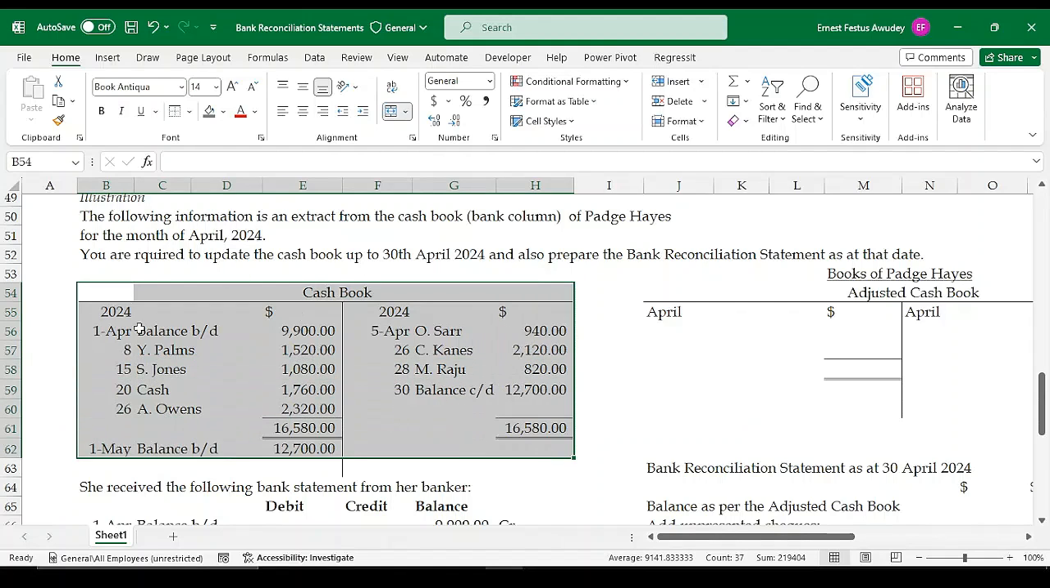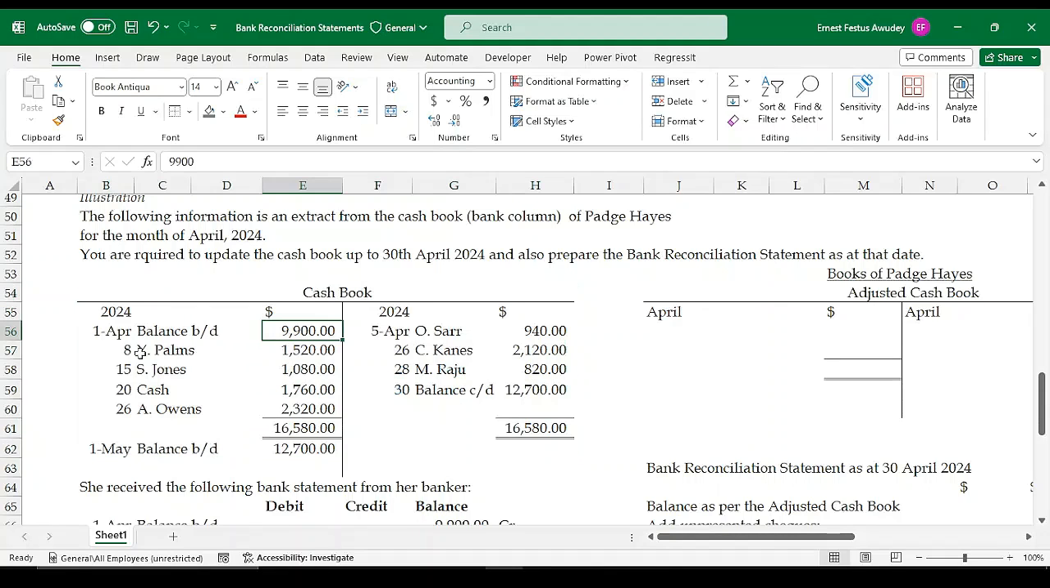So we have the year here 2024, 1st April. So the cash book has been prepared for the month of April, and we have a balance here. We have some transactions related to some people here. So we have Y Palms, S Jones, Cash, and then A Owens. All right, and then when you come to the credit side, you have O SAR. We have a payment to C Keynes. We have a payment to M Raju, and then there is a balance carried down, and the balance has been brought down here as well.